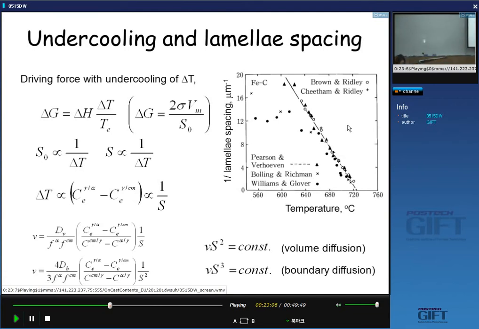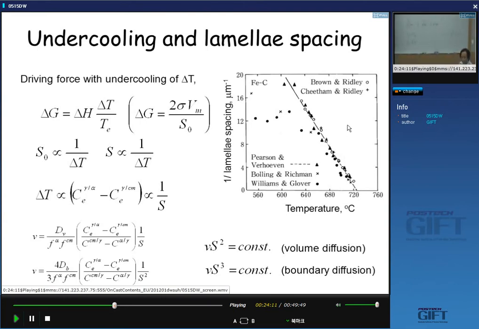Next, let's briefly think about the degree of the supercooling and the interlamellar spacing. Can you remember this relationship? Maybe I told you this relationship when I talked about the phase transformation in a one component system. This is the driving force for the transformation, and H is the difference in enthalpy, and delta T is the degree of the supercooling, and T is the equilibrium temperature where the transformation occurs. Right? You can find some derivation in the handout from the previous class.